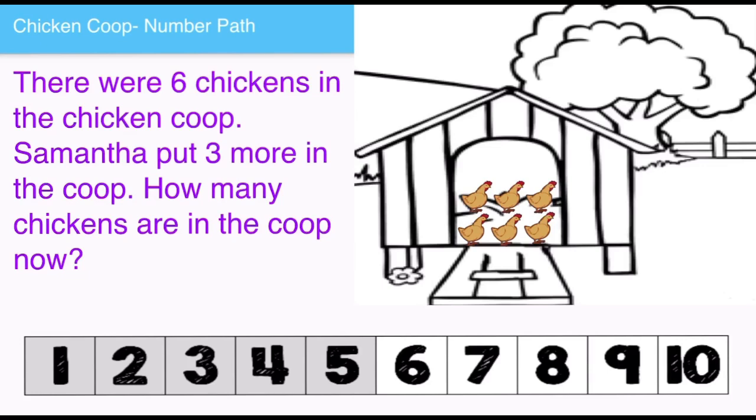There were 6 chickens in the chicken coop. Samantha put 3 more in the coop. How many chickens are in the coop now, boys and girls?